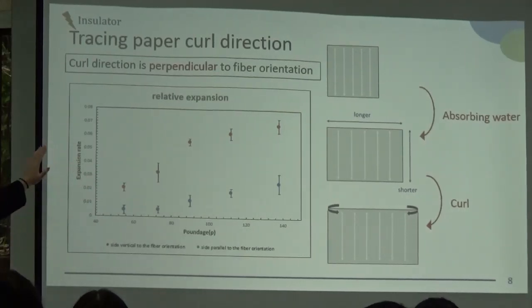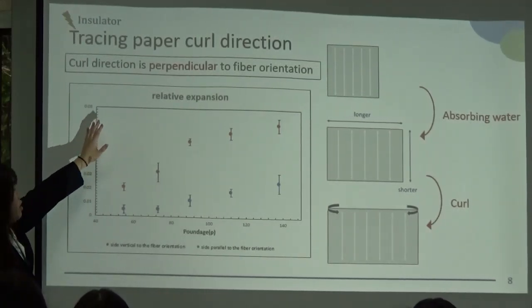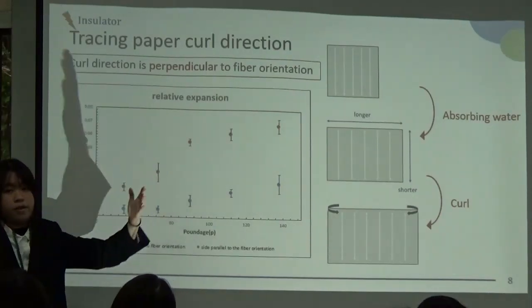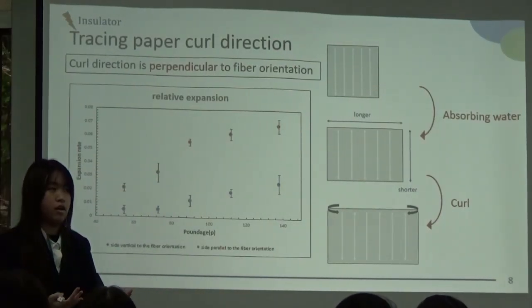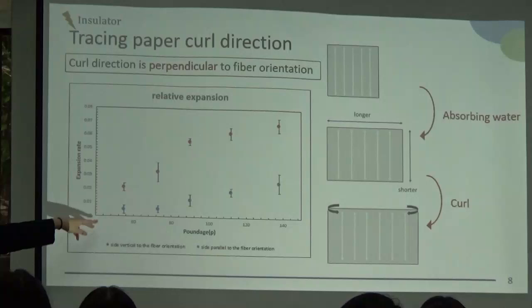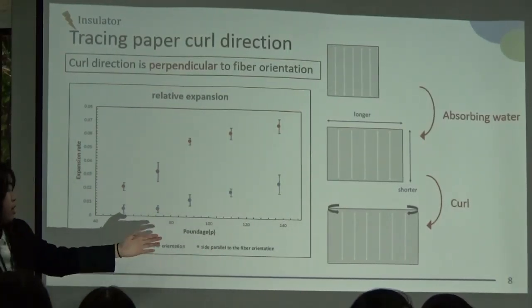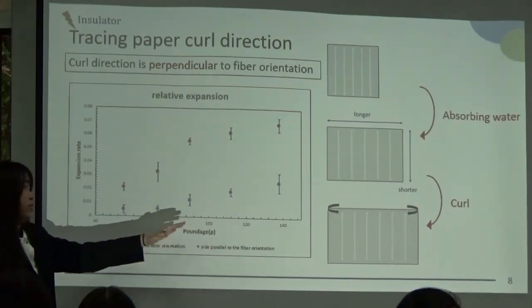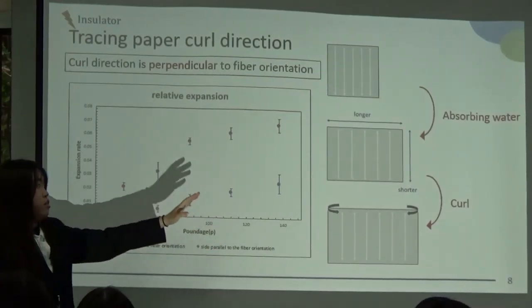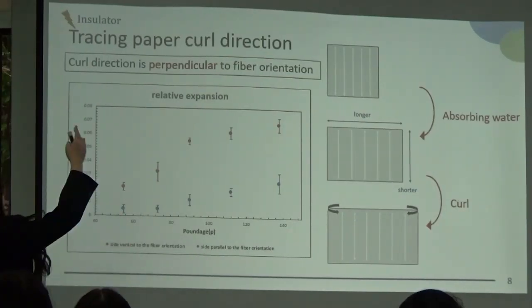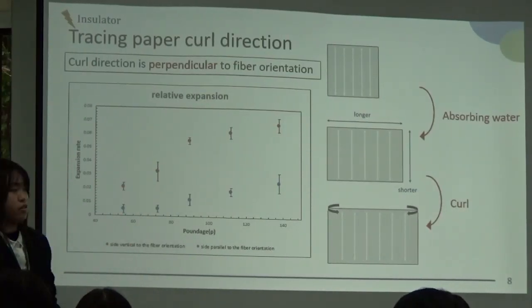And this is the second explanation for this. So we measure the expansion of the 2 sides of the tracing paper, and in this graph we can know that the side vertical to the fiber orientation is bigger than the side parallel to the fiber orientation in every pass. So we can know that the curl direction will be perpendicular to the fiber orientation.